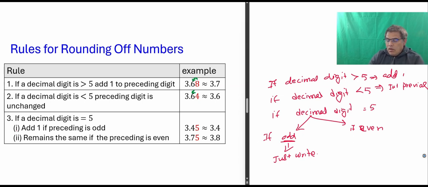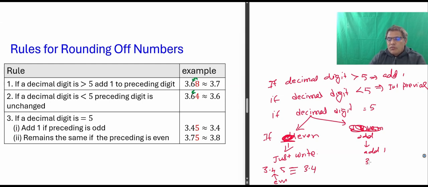Oh, sorry. Let me write, it is even and it is odd. Okay guys, sorry. So if even, just write that. If odd, add 1. That is the rule. For example, 3.45, see, this is even, so you will write that is equals to 3.4.